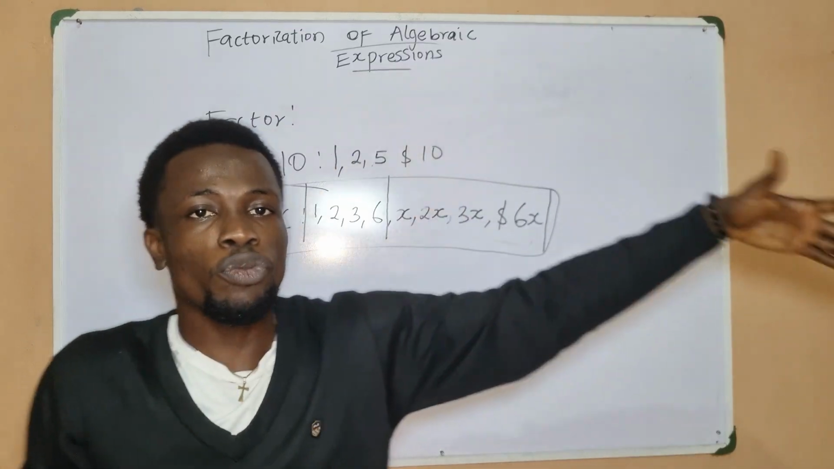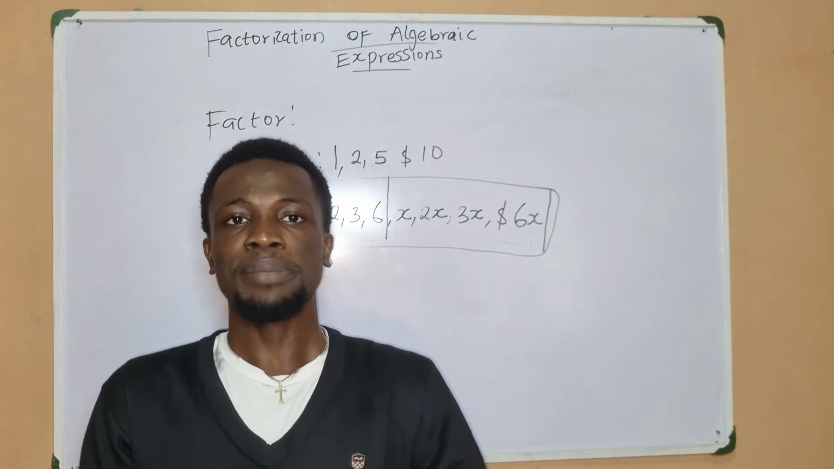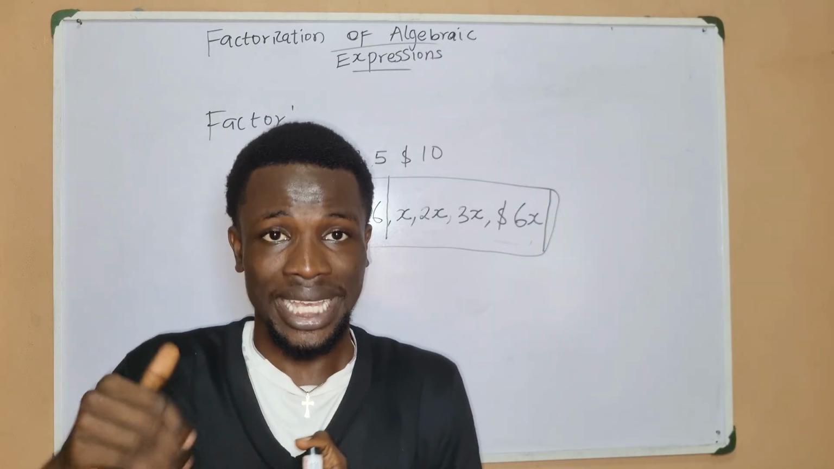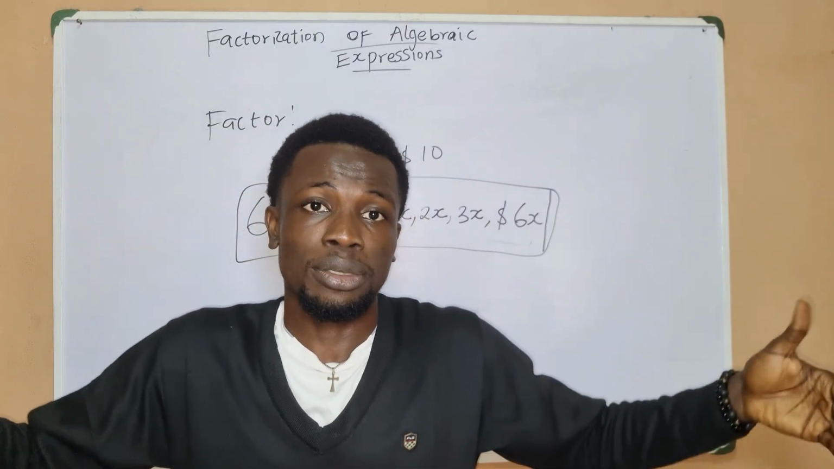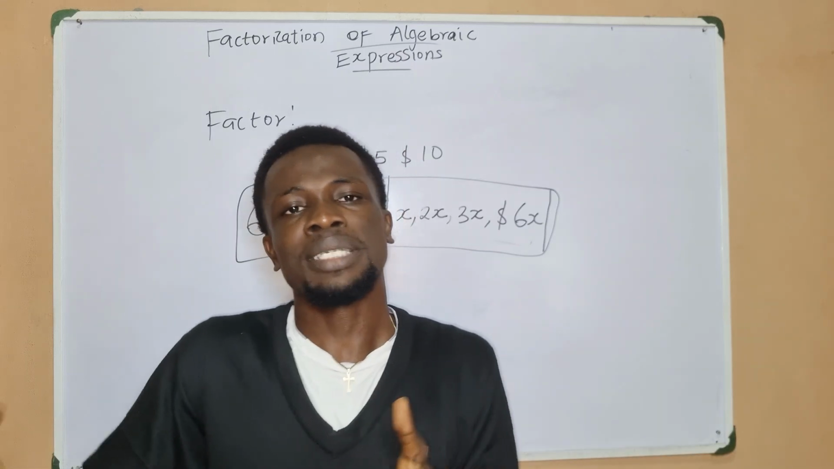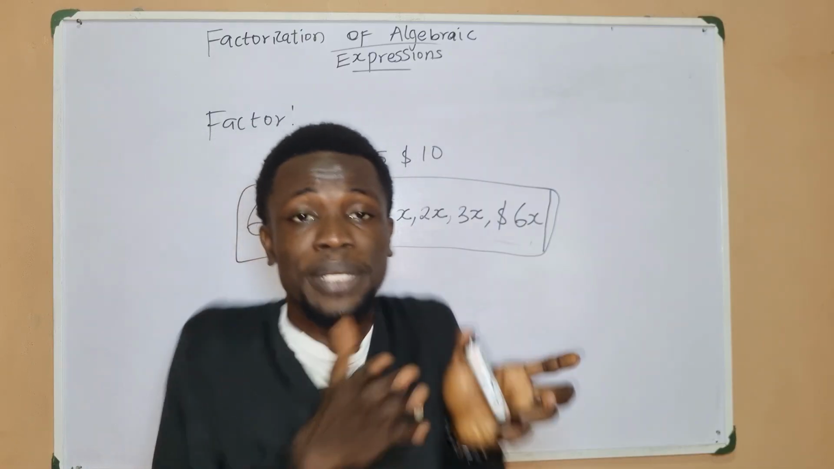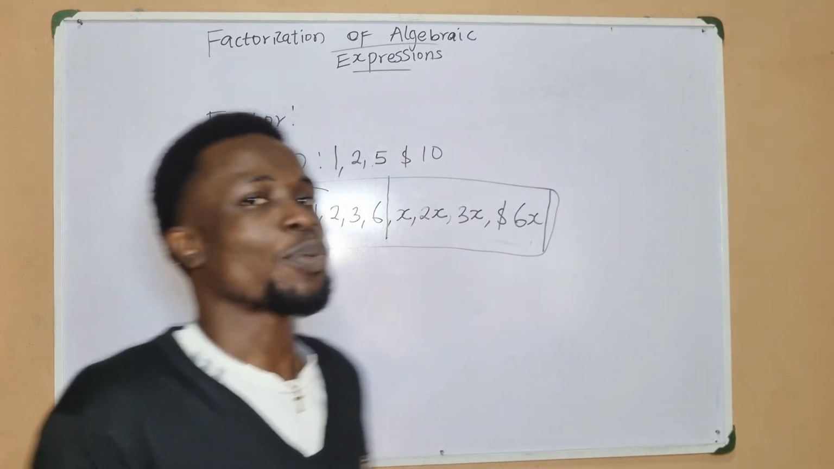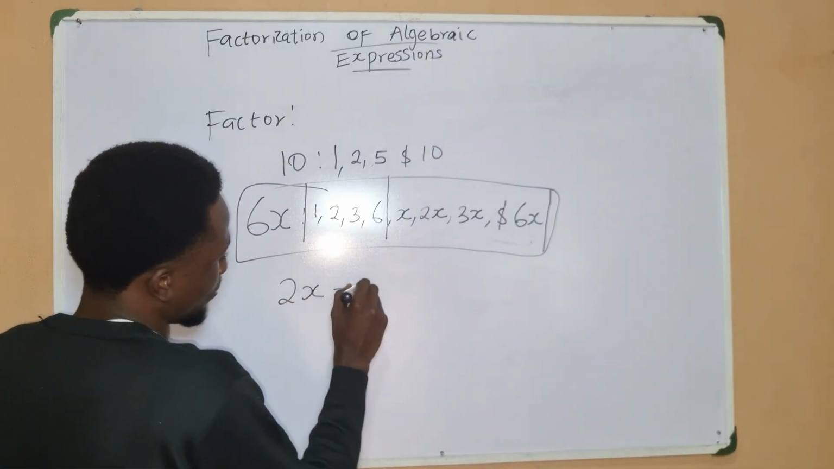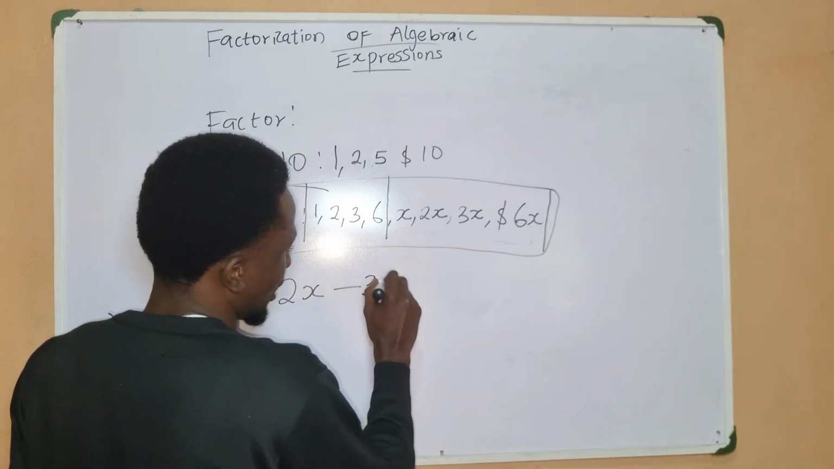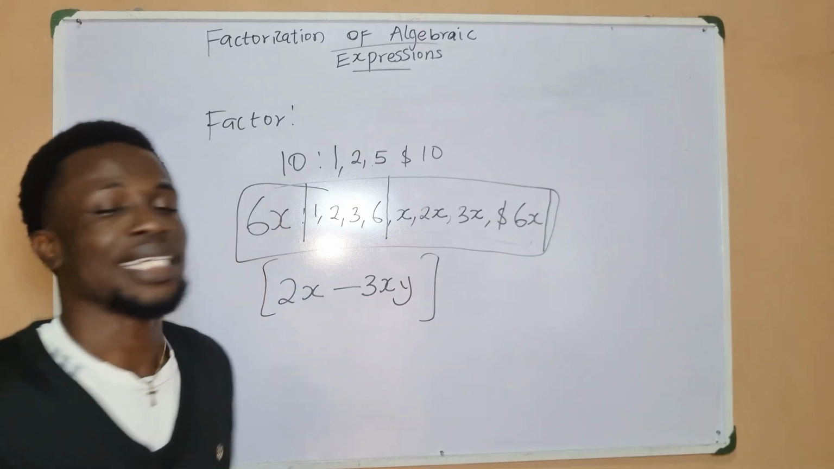Now, when you go to factorizing algebraic expression, factorizing simply means you are putting something inside a bracket. You're finding what is common between two or more expressions, and arranging them in such a way that they are put inside the bracket while what is common to them is placed outside the bracket. So let's take one example. An example we're going to take is 2x minus 3xy. Let us factorize this expression.